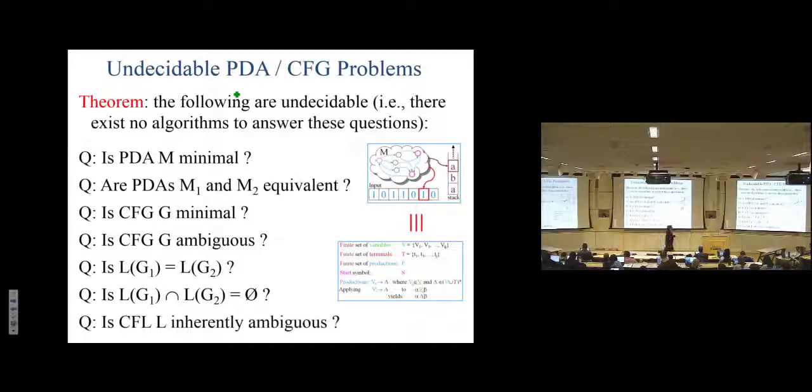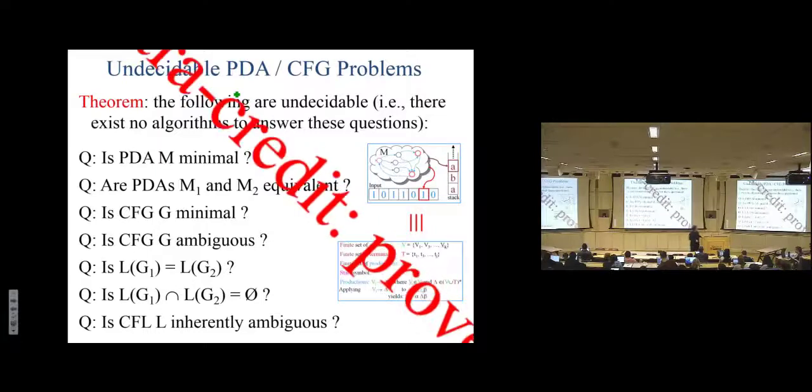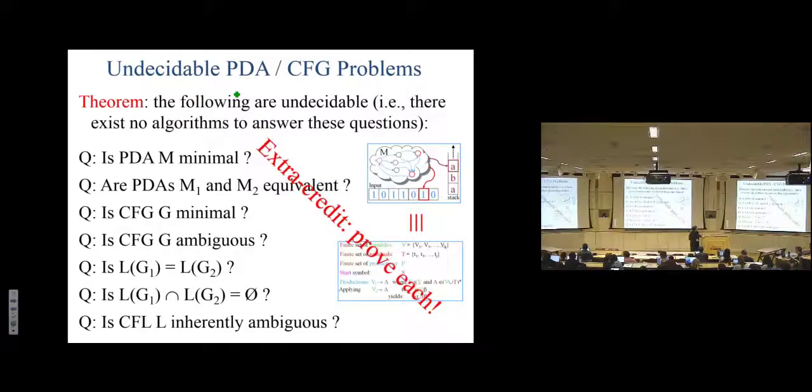Ambiguity we'll cover maybe after the midterm. Don't worry about that. It's a bit subtle. So again, for extra credit, not necessarily anytime real soon, maybe wait after the midterm, I'm putting a bounty on each and every one of those. Prove that each one is undecidable.